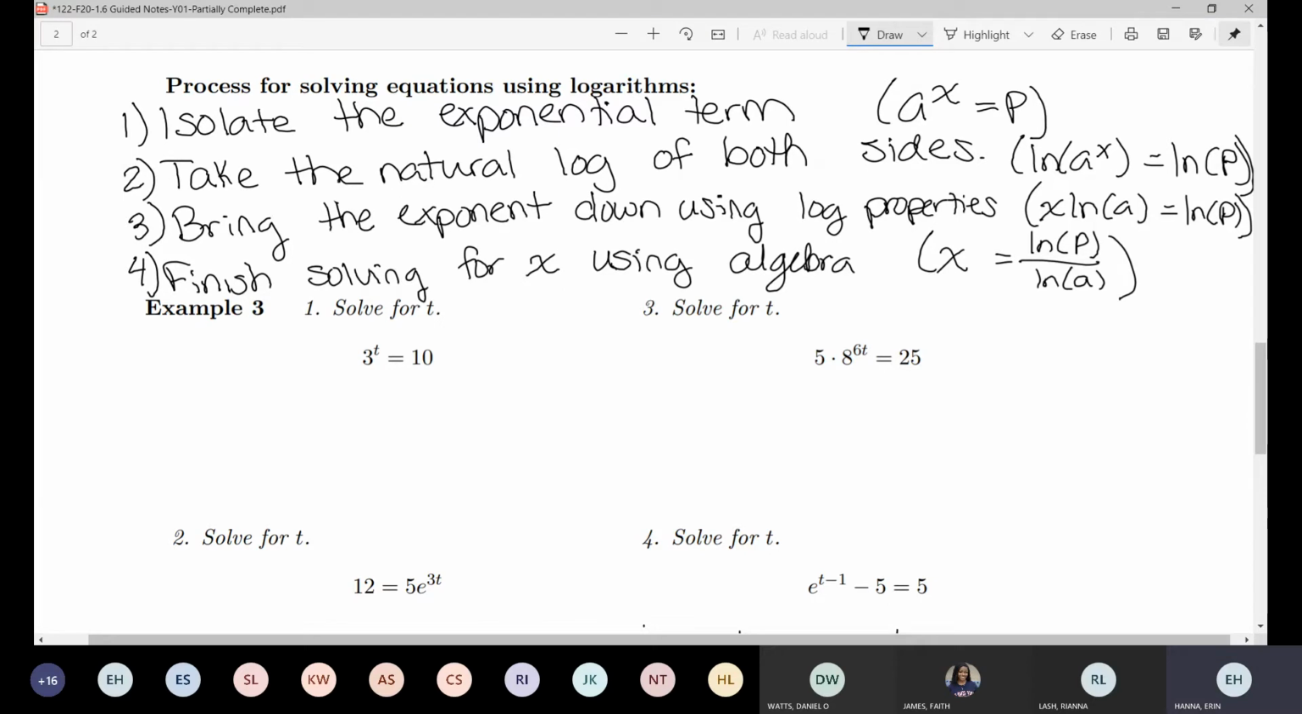So let's look at a couple of these. I want to solve for t when I have 3 to the t equals 10. First step, isolate the exponential. Already done. I don't have anything attached to this 3 to the t. It's already isolated. Step 1, done. Step 2, take the natural log of both sides.